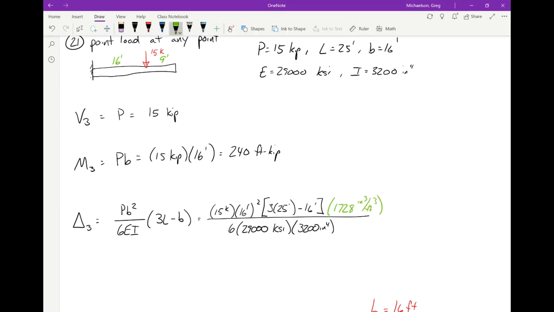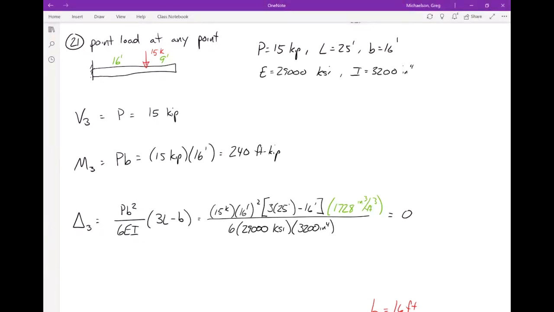And so, when you chug that out, you get 0.703 inches. And again, just to make sure we're clear, locations are the same. Occurs at the support. Occurs at the support. And occurs at the free end.